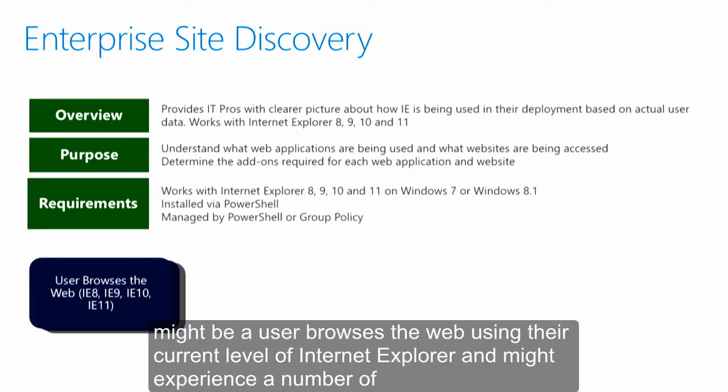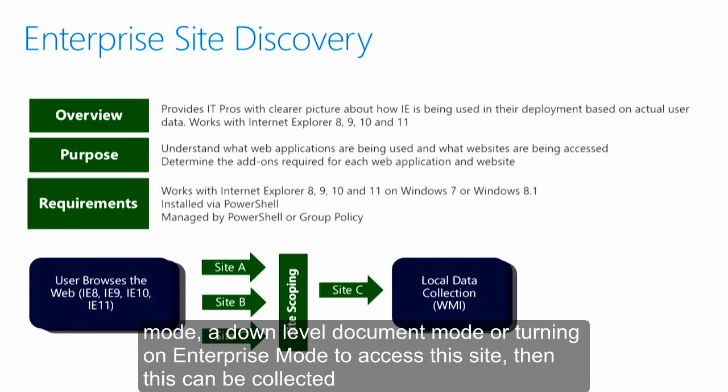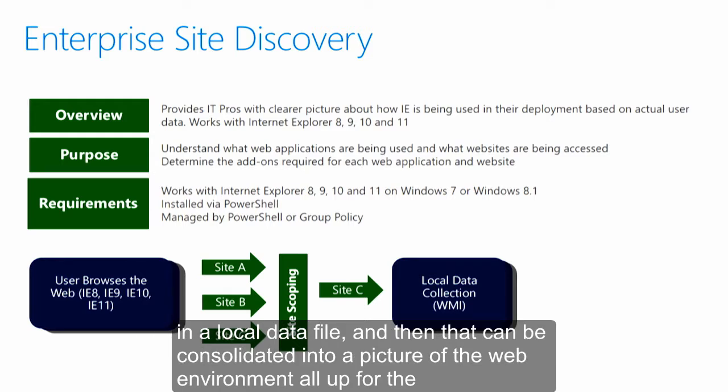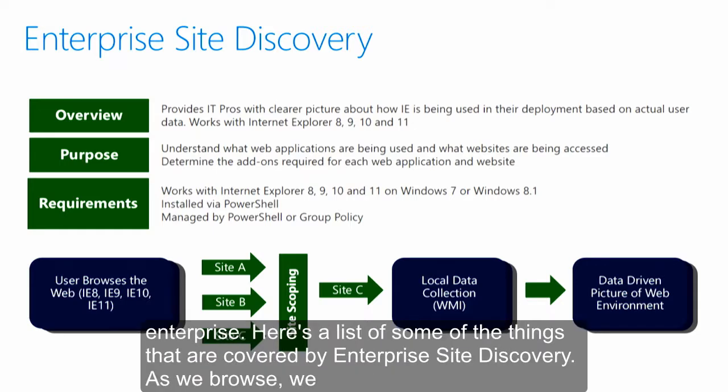So an example might be a user browses the web using their current level of Internet Explorer and might experience a number of websites, one of which requires some sort of mitigation to make it work. So if they end up applying a document mode, a down-level document mode, or turning on enterprise mode to access this site, then this can be collected in a local data file, and then that can be consolidated into a picture of the web environment all up for the enterprise.